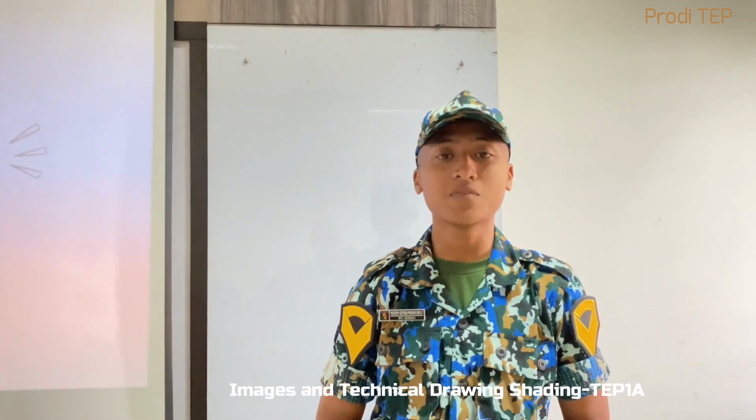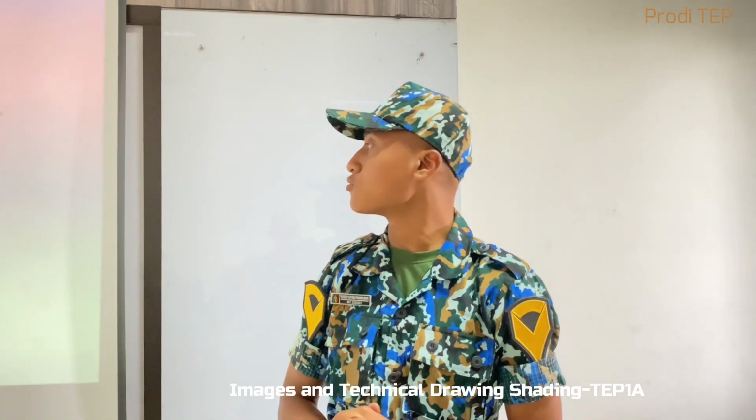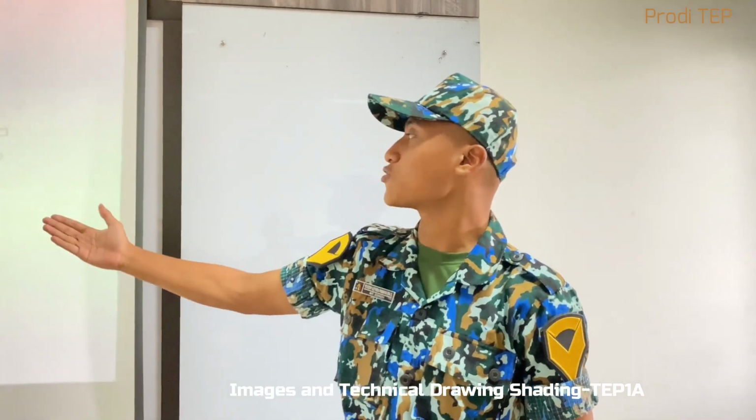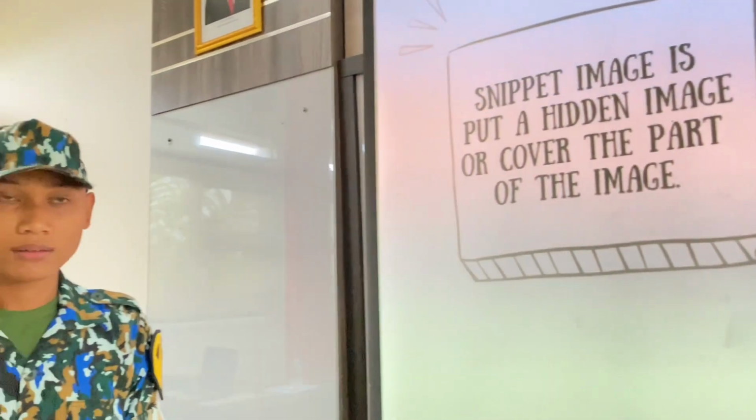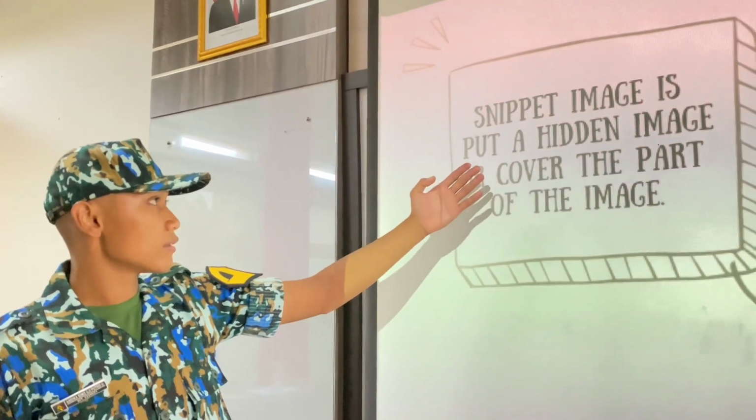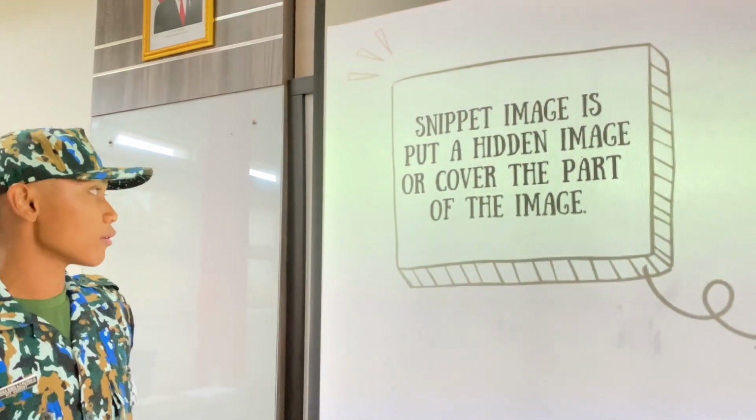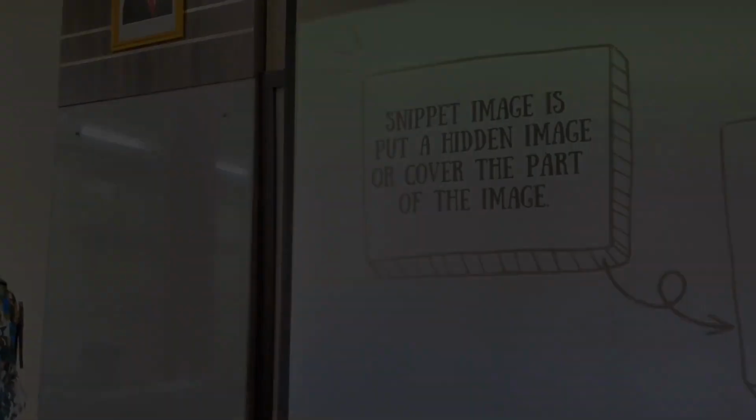We are from Electrical Railways Engineering 1A. We would like to explain about types of section images and technical drawing hatching. A section image is a hidden image or cover the part of the image.